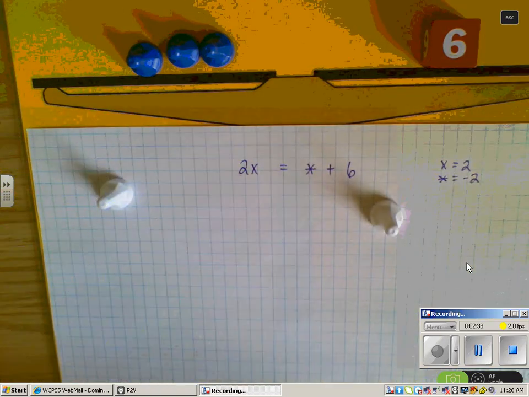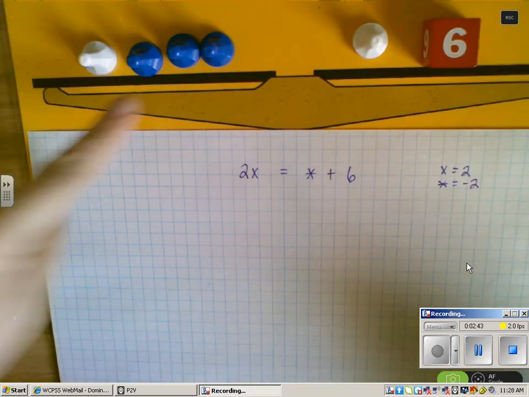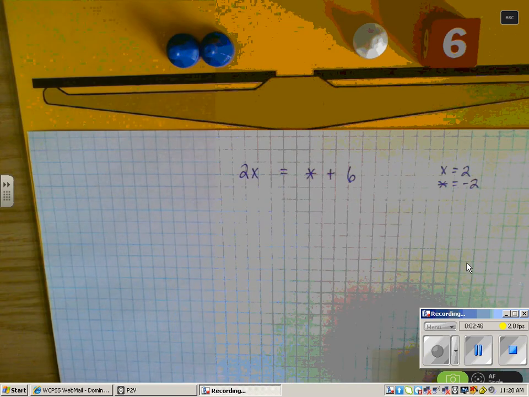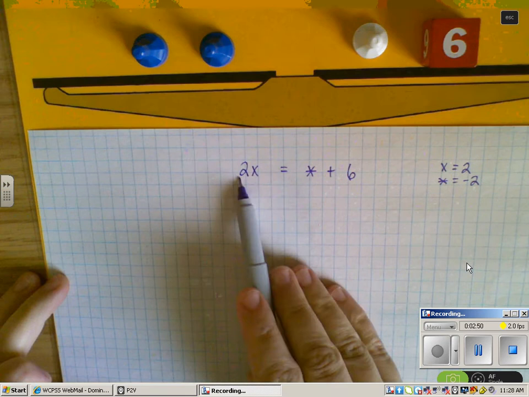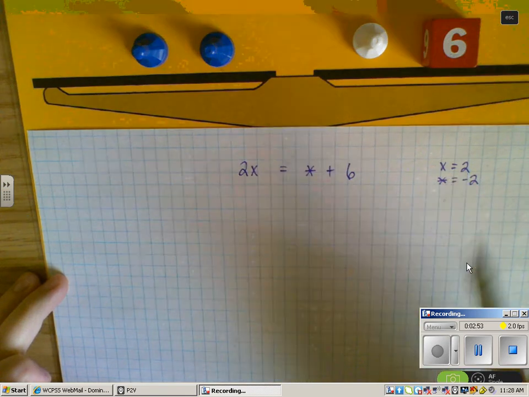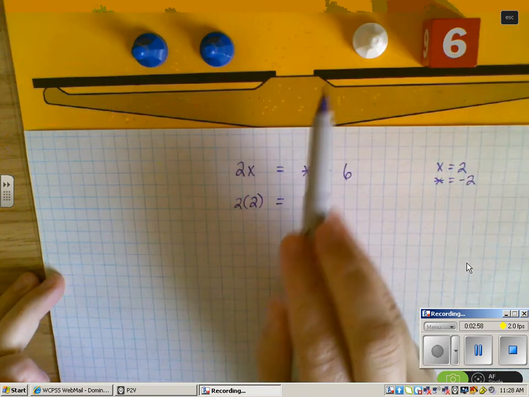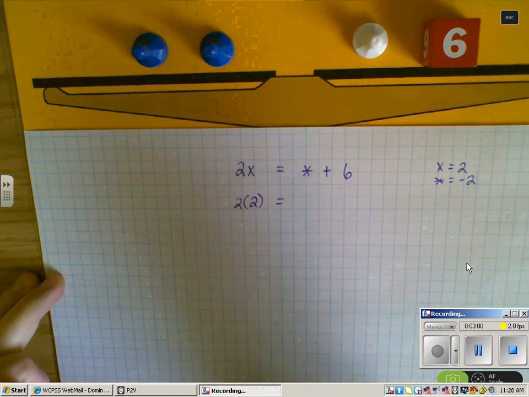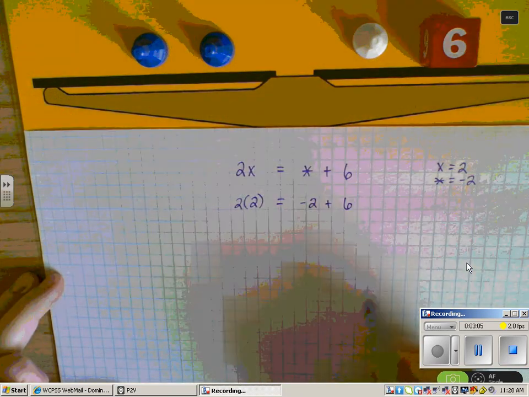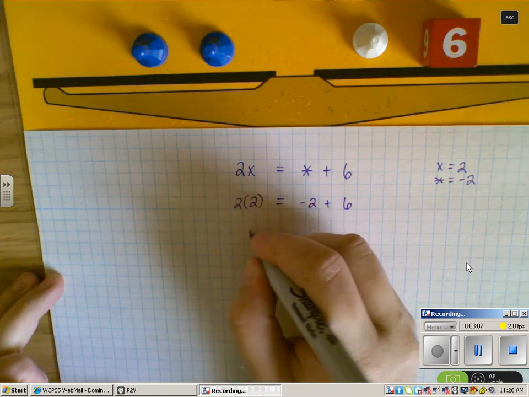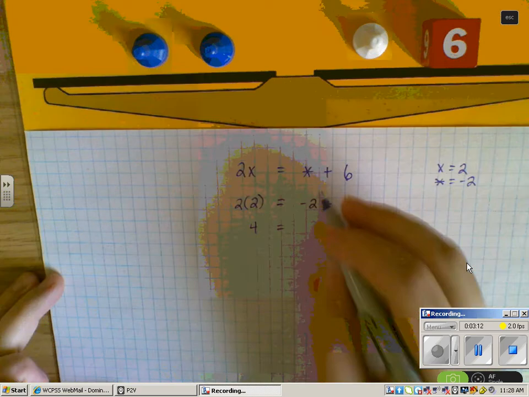Now I'm going to put the equation back the way it originally was. So I have to take away the 0 that I added. Now I'm going to plug in my numbers. So 2 times 2, because x is 2, equals star, negative 2, plus 6. And I can solve. 2 times 2 is 4. And negative 2 plus 6 would be 4.